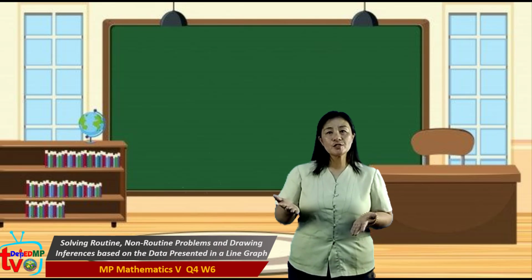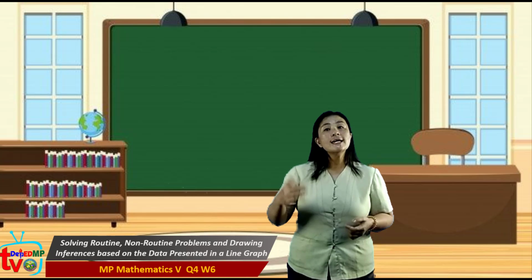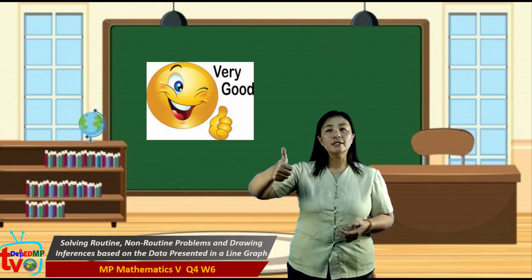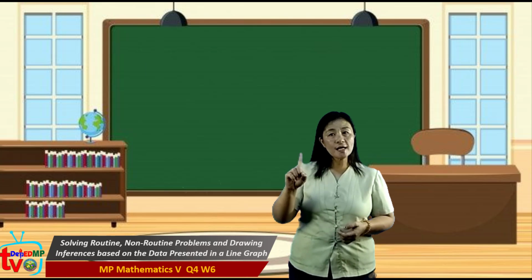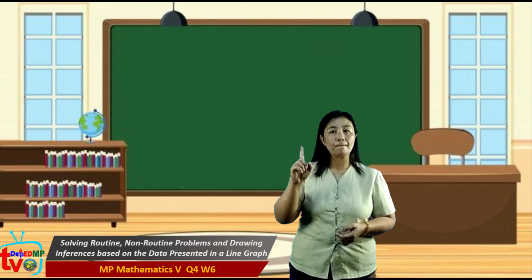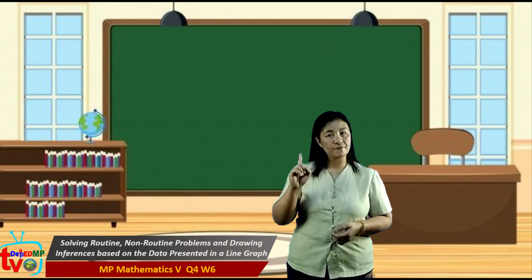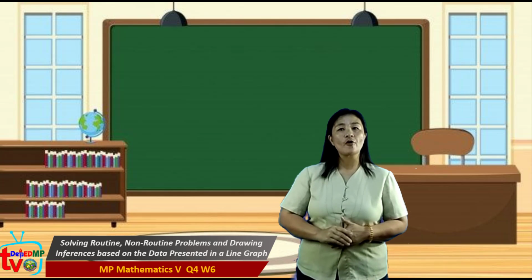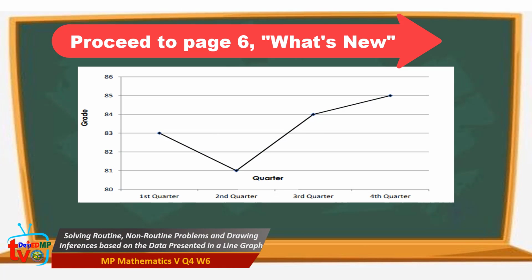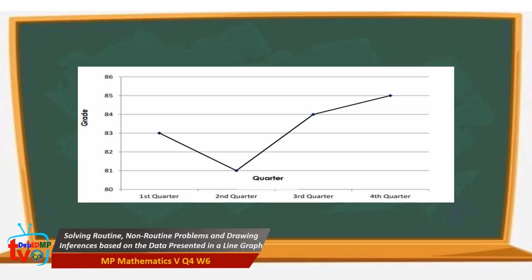Were you able to answer all the items correctly? If yes, very good. If no, there's nothing to worry about. That's part of it. Furthermore, this is a warm-up for our discussion. If you have observed in the first graph referring to Mark's score in math formative test, there are steps to follow in answering the problem. Now, these are also going to be applied on our main lesson.